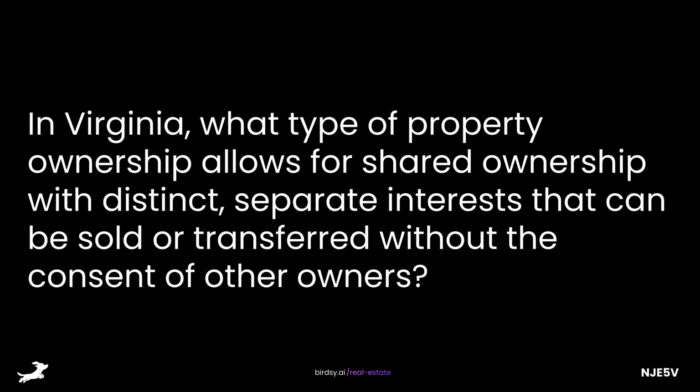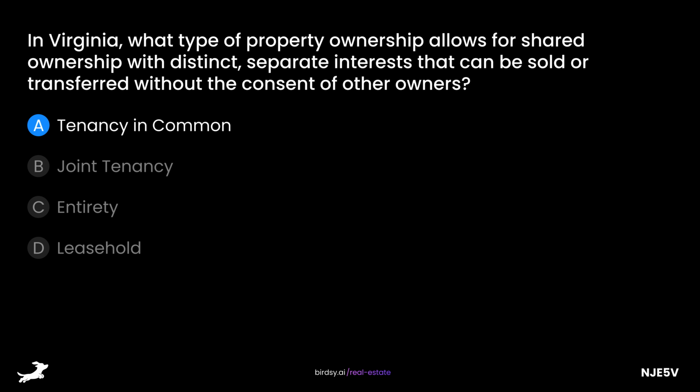In Virginia, what type of property ownership allows for shared ownership with distinct, separate interests that can be sold or transferred without the consent of other owners? Is it A, tenancy in common, B, joint tenancy, C, entirety, or D, leasehold? The answer is A, tenancy in common.